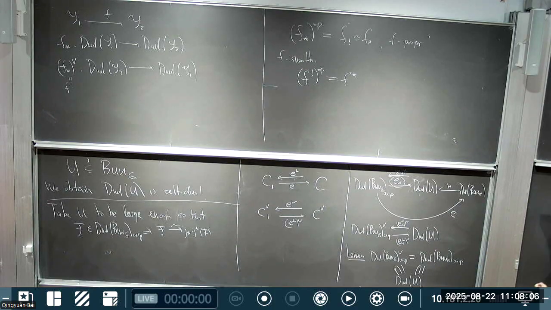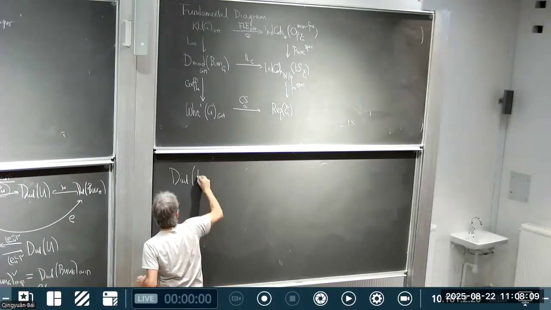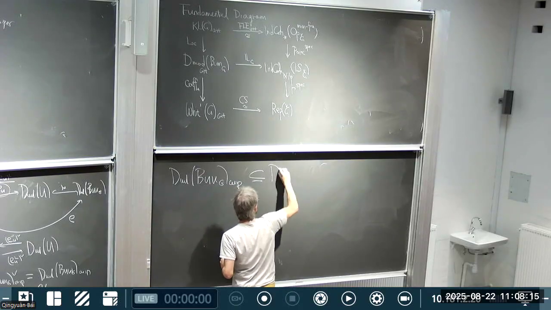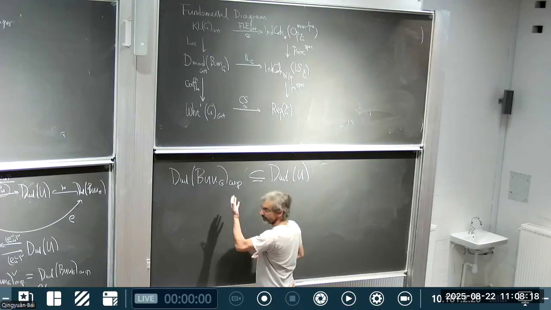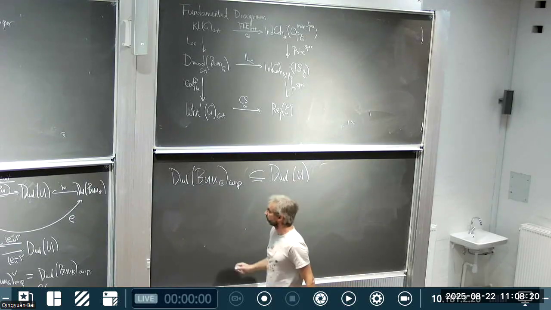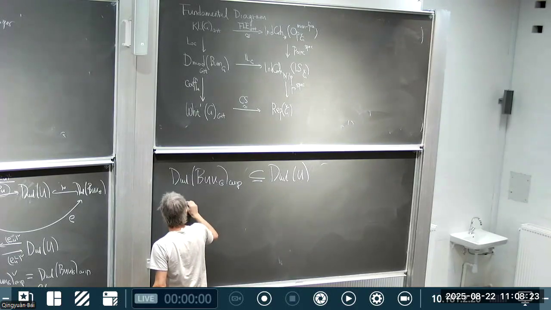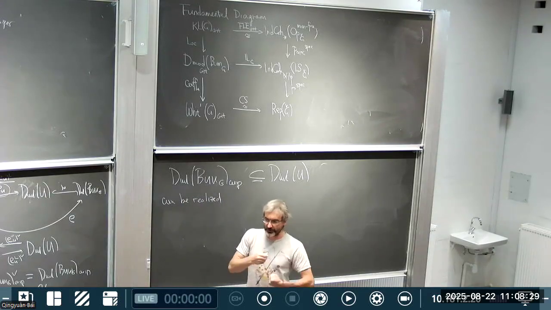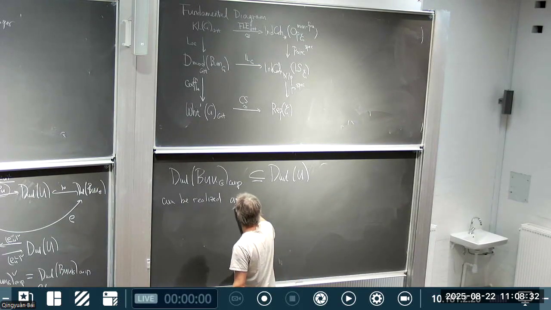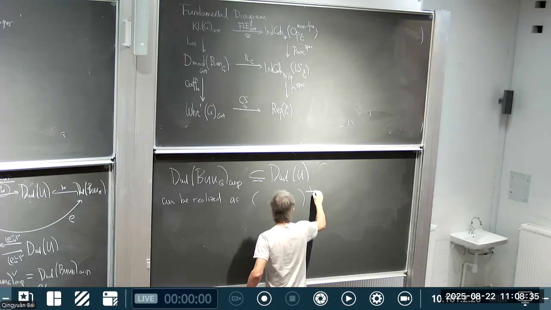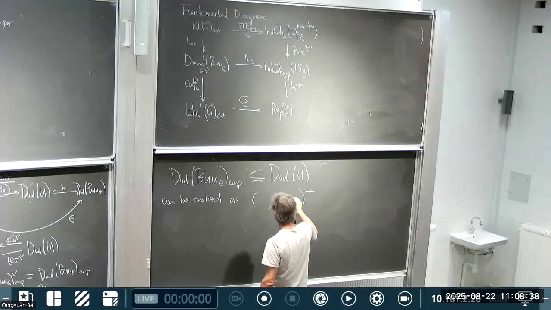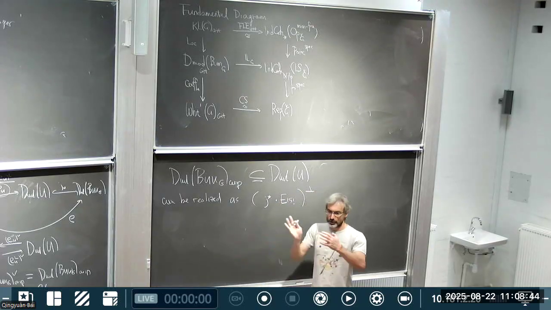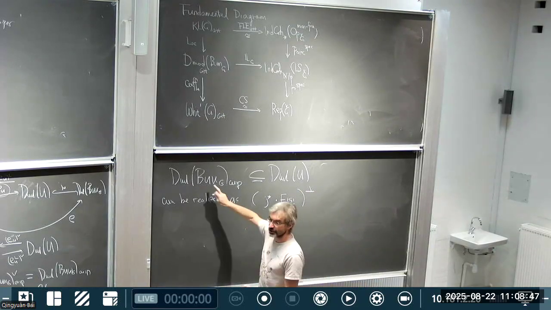So D mod Bun G cusp, viewed as a subcategory inside D mod U, can be realized, so it's the proof of the lemma, as follows: as the right perp of the following collection of objects. You take these Schmidt-Eisenstein series and you star restrict them from all of Bun G to U. So if you unwind the definition, you will see that Bun G cusp is exactly that.